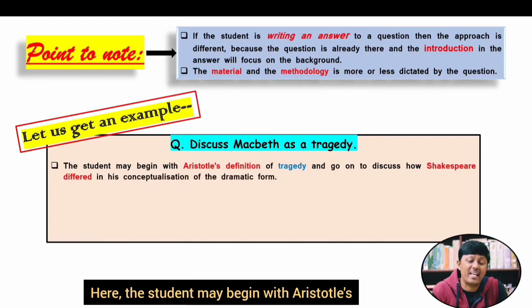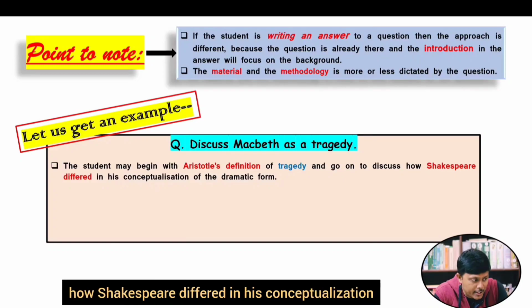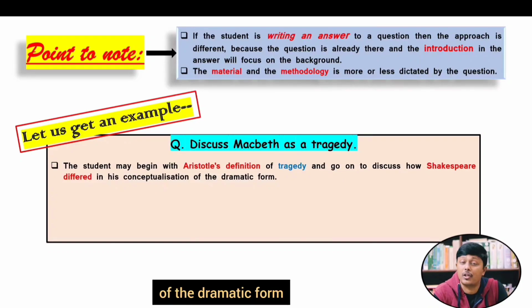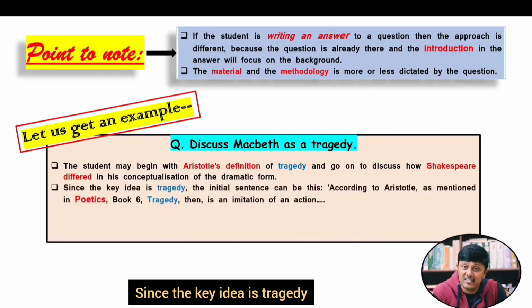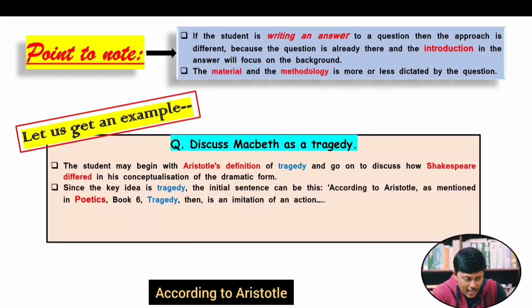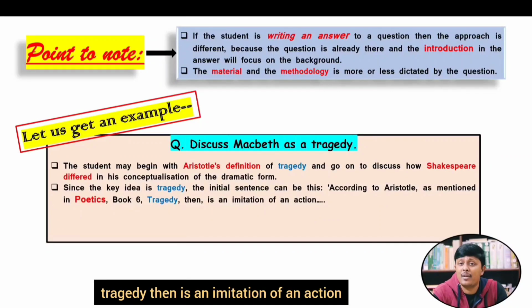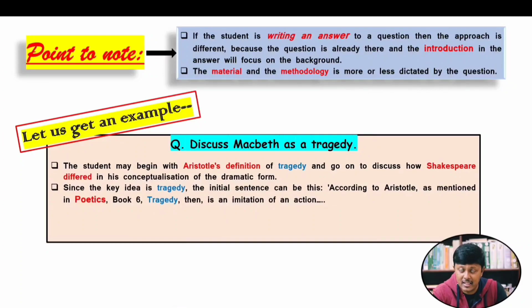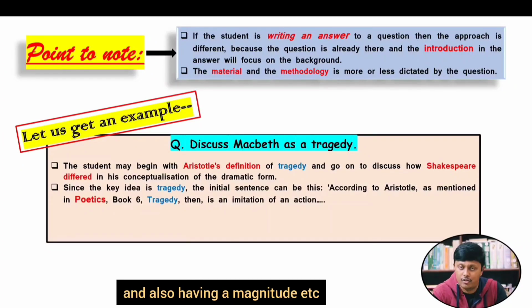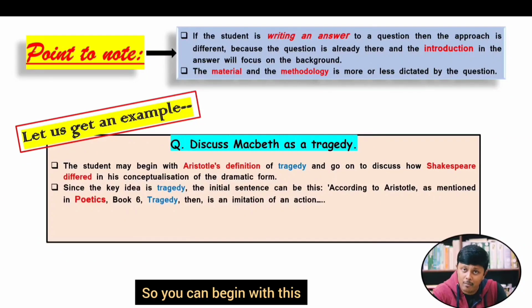Here, the student may begin with Aristotle's definition of tragedy and go on to discuss how Shakespeare differed in his conceptualization of the dramatic form. Since the key idea is tragedy, the initial sentence can be like this: according to Aristotle, as mentioned in Poetics Book 6, tragedy then is an imitation of an action that is serious and also having a magnitude, etc. I have put dots here because you don't need the complete definition of tragedy as given in Poetics chapter 6. So you can begin with this.